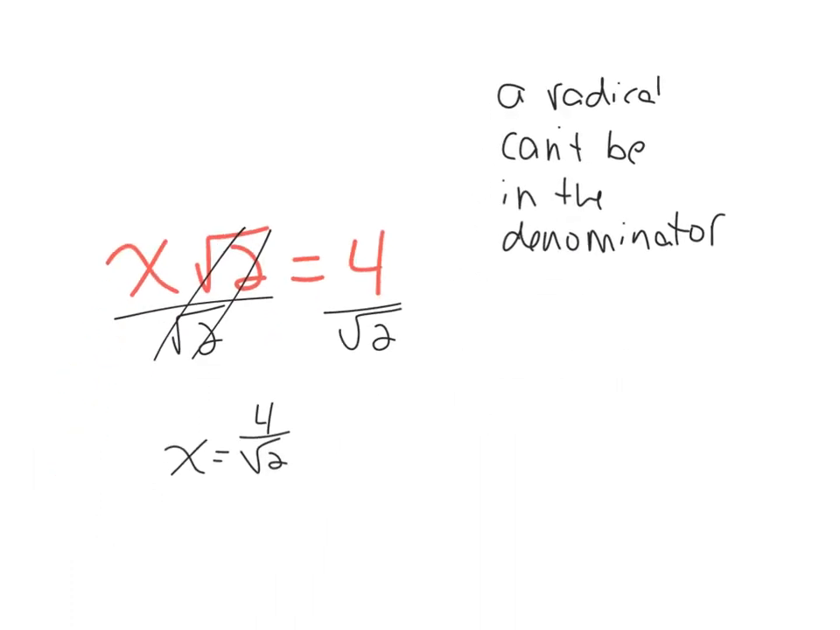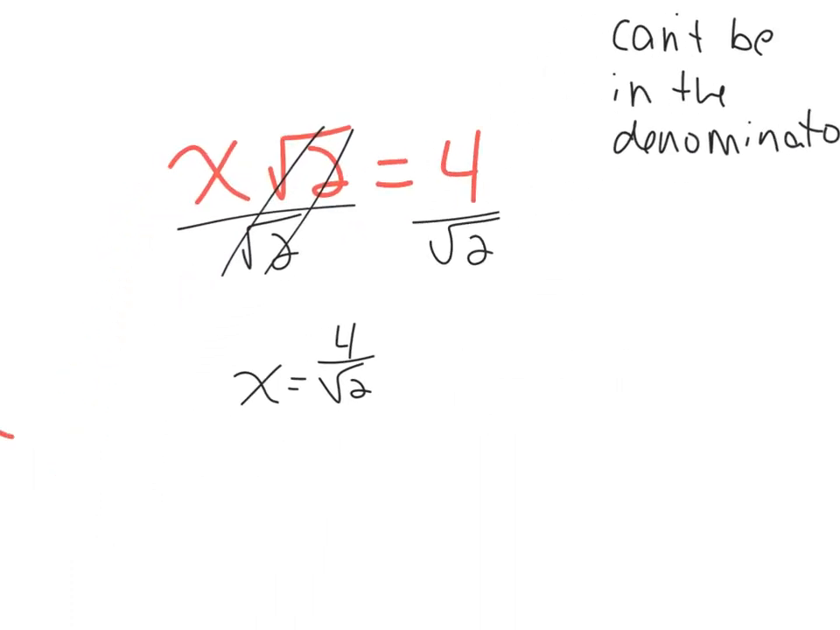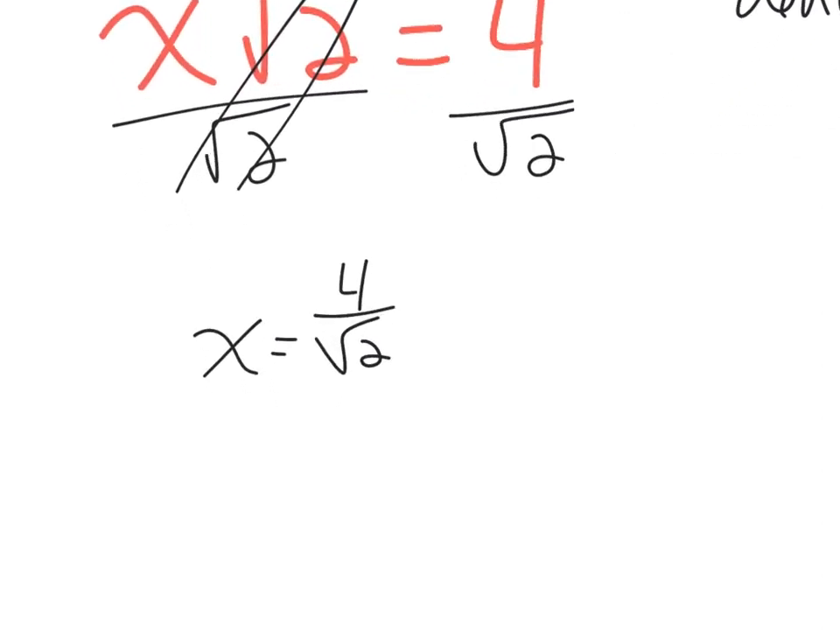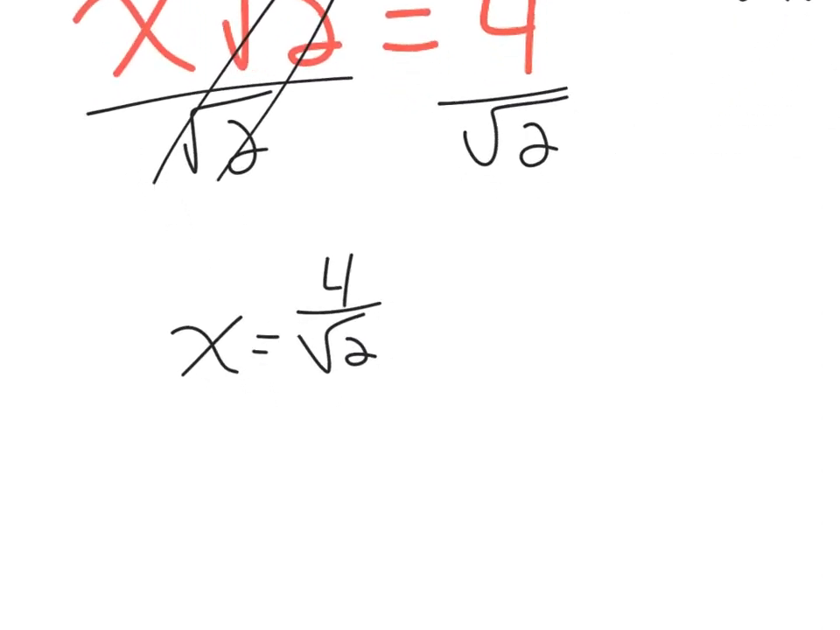So we have to fix it. And I'm going to warn you, if you don't fix it on your homework, I'm going to take off a lot of points. Now, this is called multiplying by a clever form of 1. When we multiply things by 1, it doesn't change anything. X times 1 is X. 10 times 1 is 10.